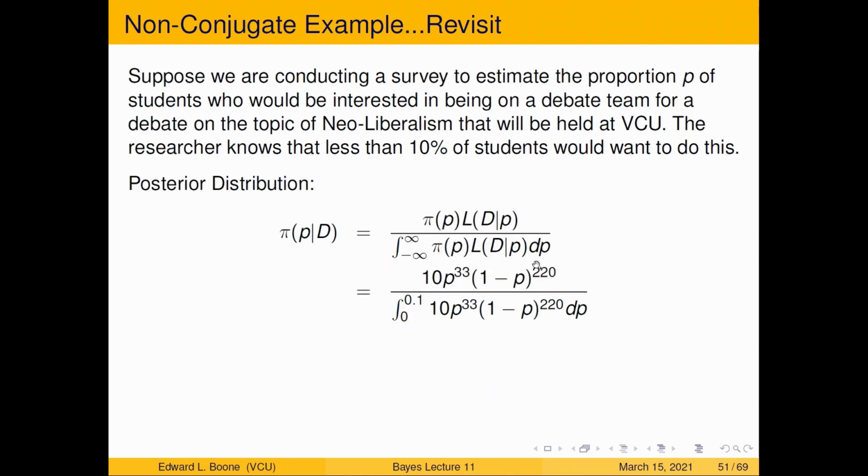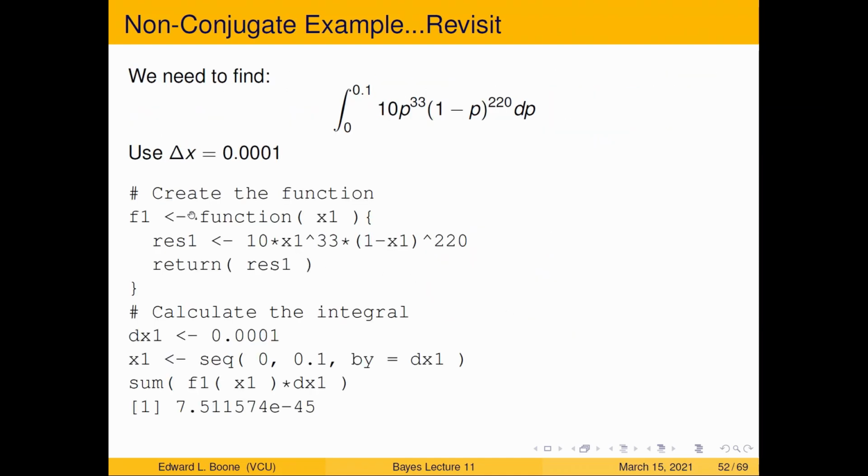Going to plug it into the posterior distribution. Now, this is what we have to integrate on the bottom. Notice it's very different than before. It would be nice if there was some easy way to transform between them, but there isn't. So we're just going to brute force through the numerical integration. We've created our function like before. Here we've swapped out our 3 with 33 and our 250 with 220.